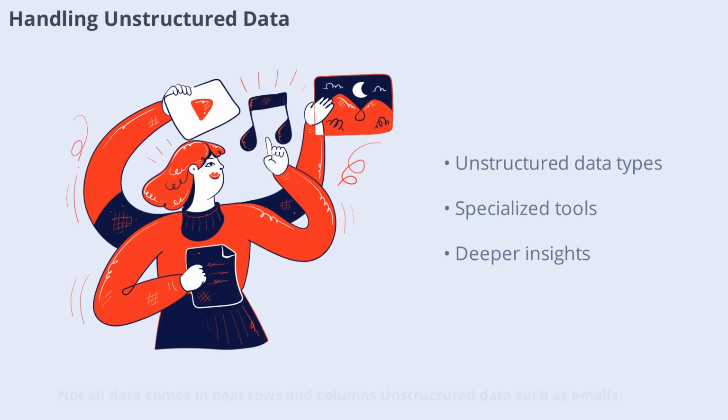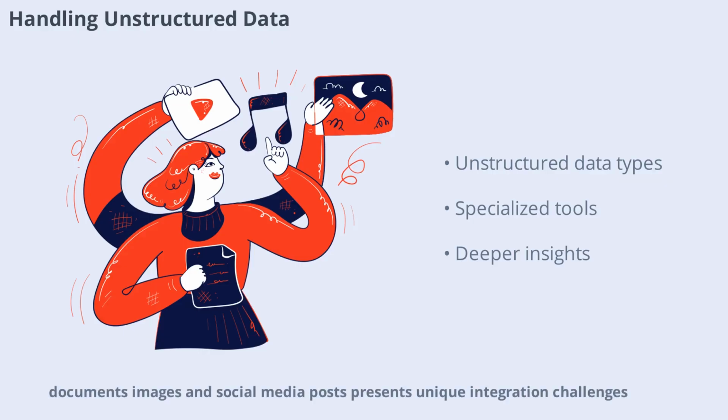Not all data comes in neat rows and columns. Unstructured data such as emails, documents, images, and social media posts presents unique integration challenges. Specialized tools and techniques are needed to extract, process, and integrate this type of data. Natural language processing, image recognition, and text mining can help make sense of unstructured information. Integrating unstructured data expands the scope of analysis and provides deeper insights into customer behavior and market trends.